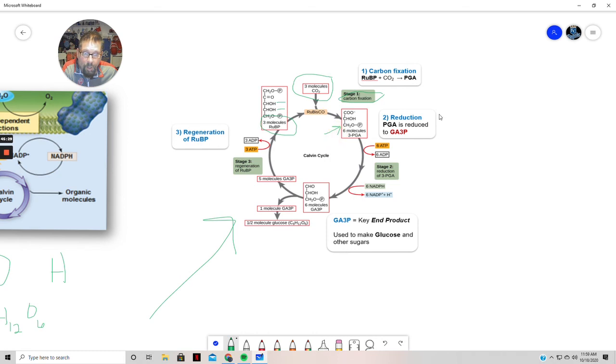Okay, so our next part, we're going to have a reduction. PGA is reduced to G3P, and again, that's a lot of letters there, but just hang with us. Here's your PGA right up here. That's just the name of it. So it goes from this to this, and now it's called that right there.